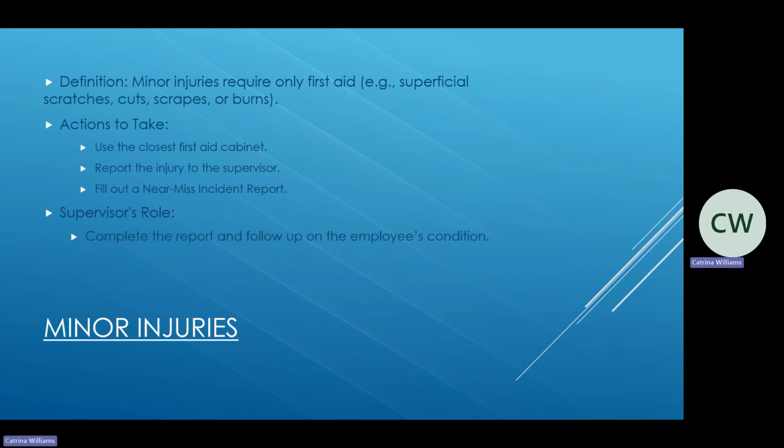Minor injuries require only first aid. A minor injury can be superficial scratches, cuts, scrapes, or burns. Actions to take: you must use the closest first aid cabinet, and report the injury to the supervisor, which is the employee's responsibility. The supervisor must then fill out a near miss incident report. It is the supervisor's role to complete the report and follow up on the employee's condition.